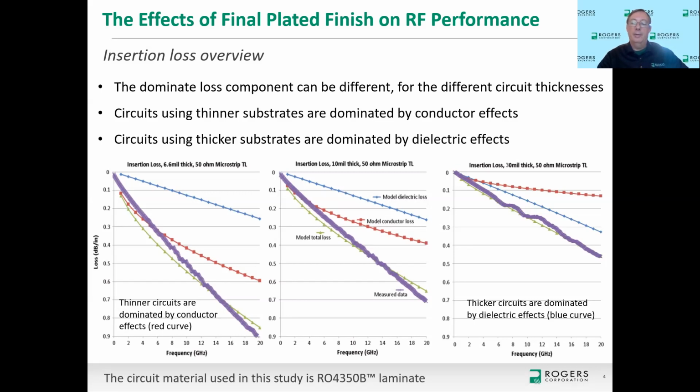If you change something about the conductor for the 30 mil thick substrate, it wouldn't do much. If you change something about the conductor for the chart on the far left, the 6.6 mil thick substrate, okay, that's going to make a difference. And normally it's the copper surface roughness that is pretty impactful. So on the left, a thin circuit is going to respond to conductor effects much more than the thicker circuit.